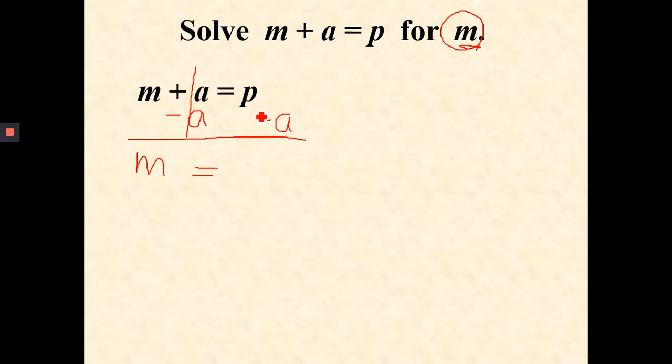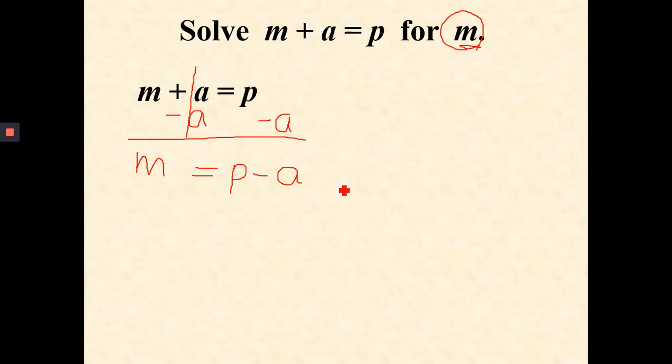No. We are not going to write negative a under p because they are not similar terms. Okay? So since they are not similar terms, you're just going to copy both variables. We have p, bring down p, minus a. Okay. So the value of m here is equal to p minus a.